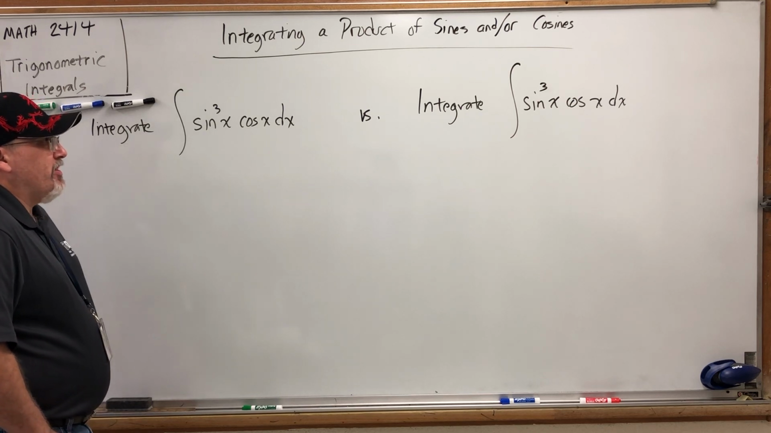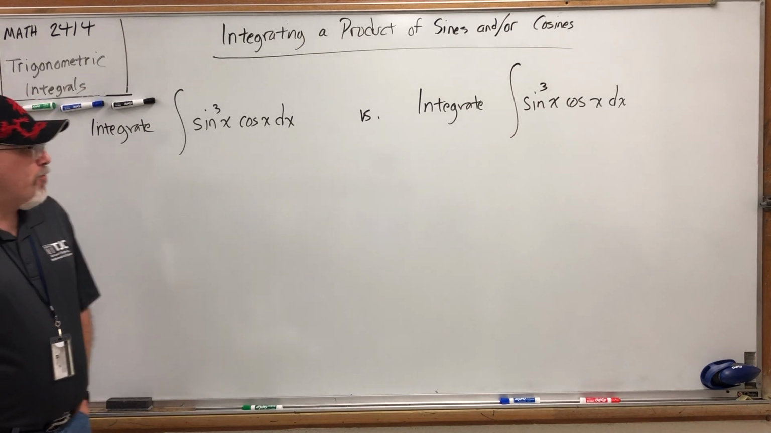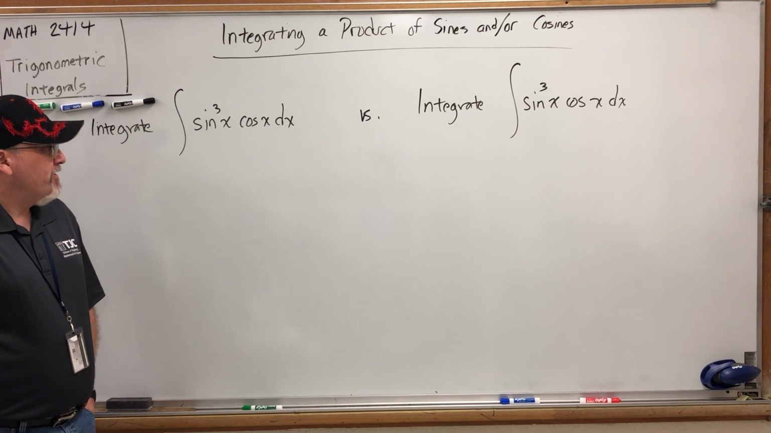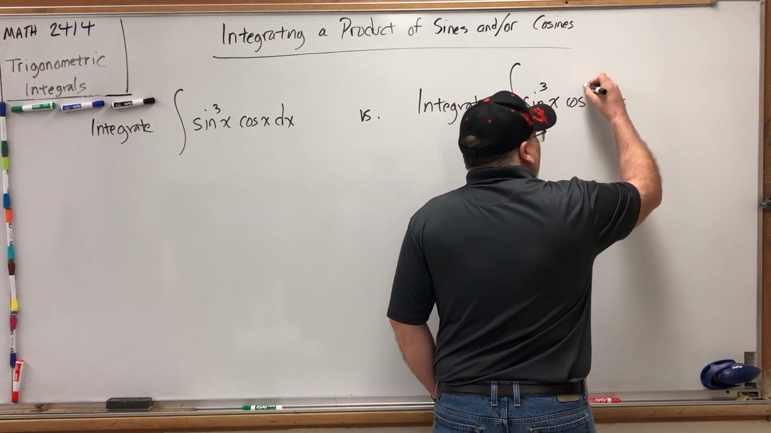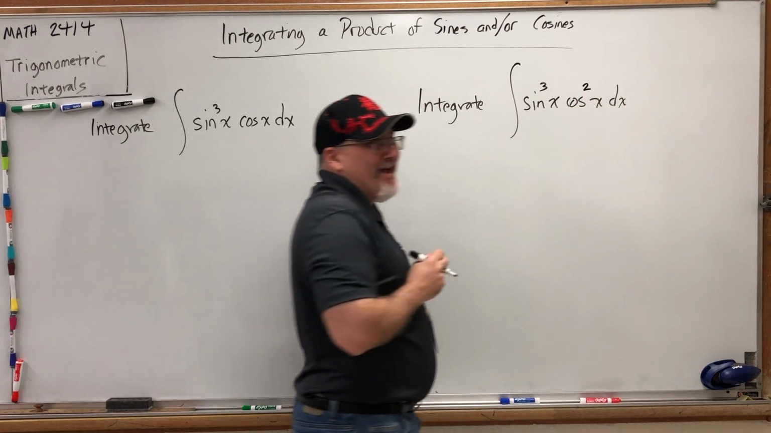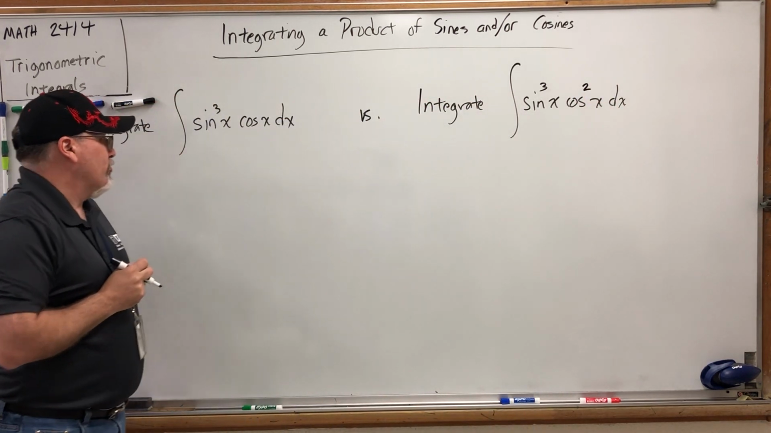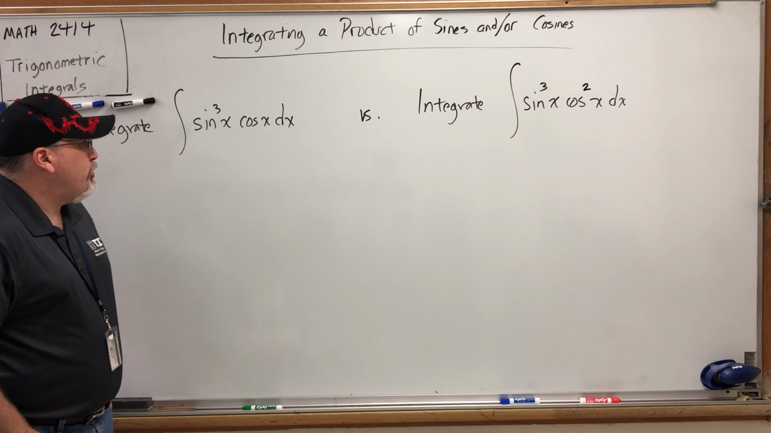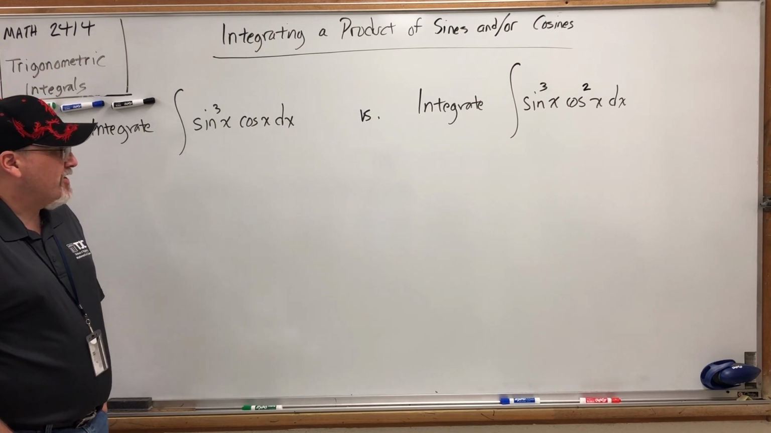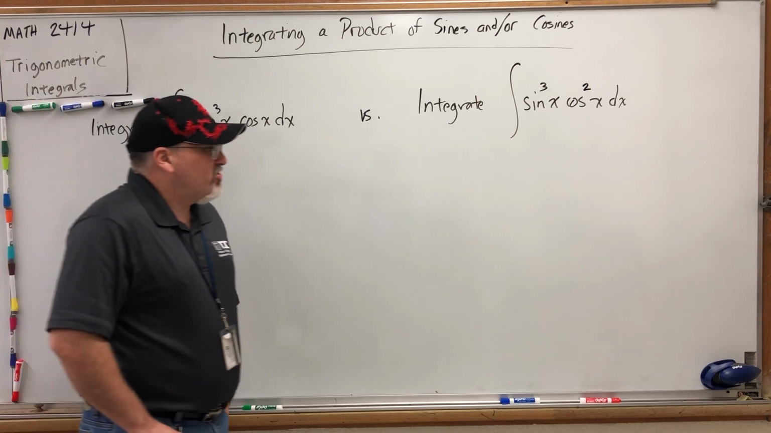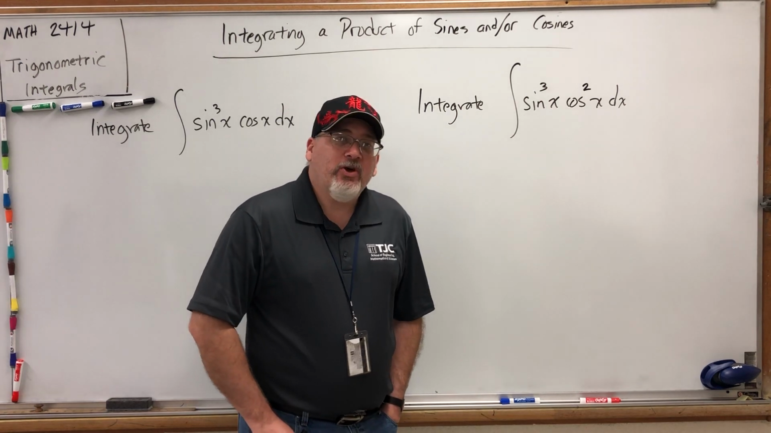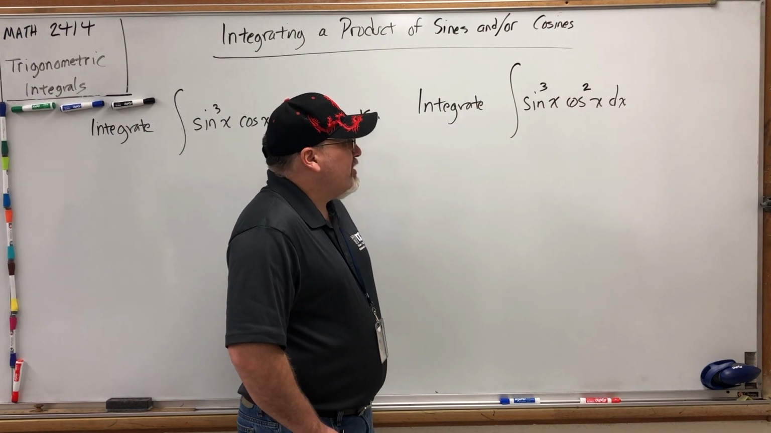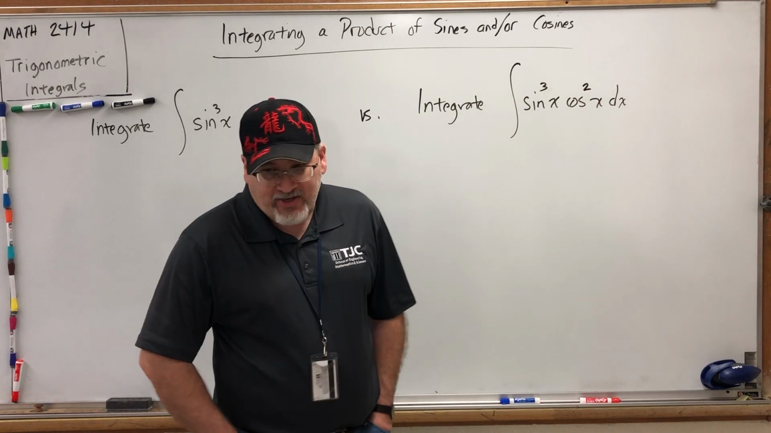Integrating a product of sines and or cosines. On the board, you see two indefinite integrals, and they're exactly the same, because as I was cleaning up this mess, I forgot to put the square back on that cosine. The first integral is the integral of sine cubed x, cosine x dx, versus the second integral, which is identical except there's a square on the cosine, the integral of sine cubed x, cosine squared x dx.